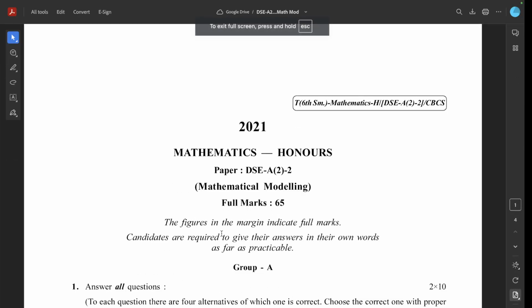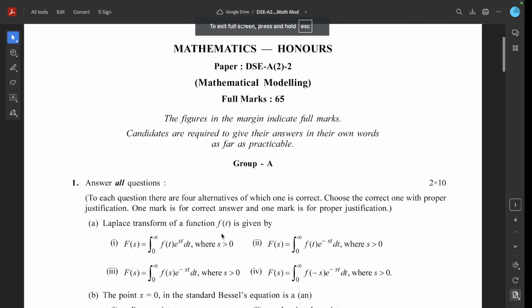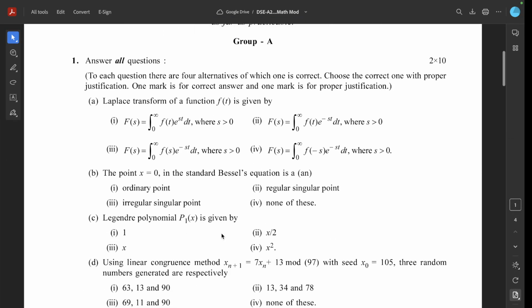The question paper 2021, Mathematical Modeling, question 1a. The Laplace transform of a function f(t) is given by, the correct option is 2. F(s) is equal to the integration from 0 to infinity of f(t) e to the power minus st dt, where s is greater than 0.